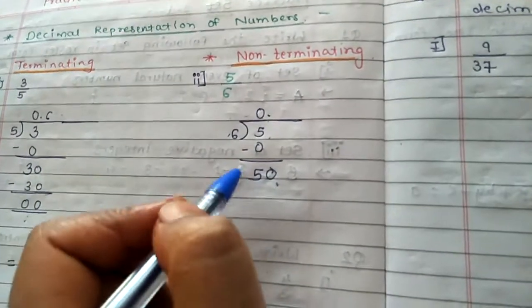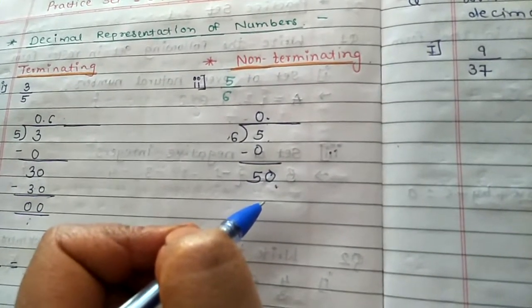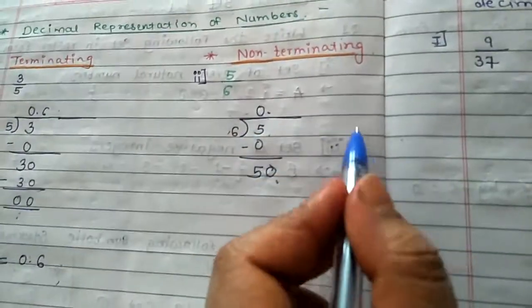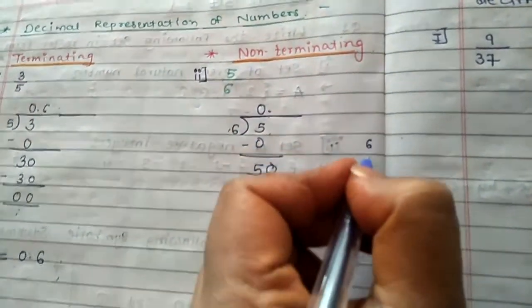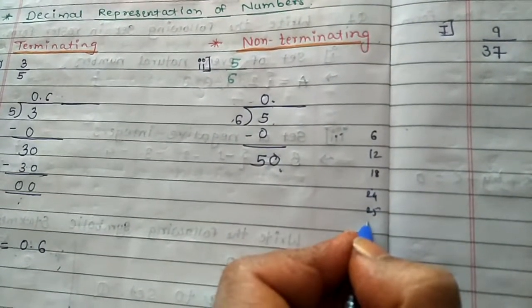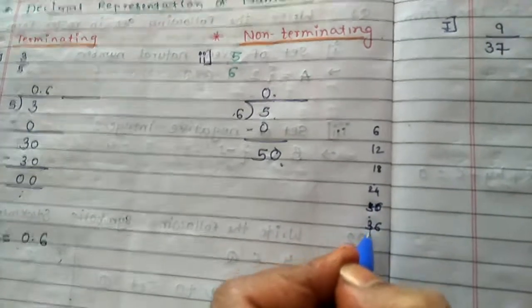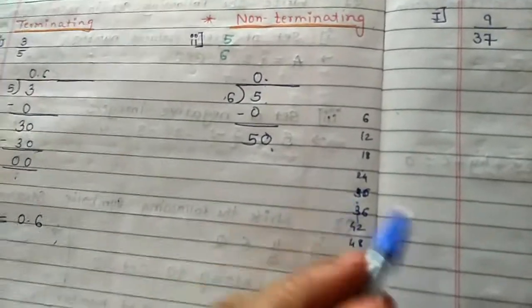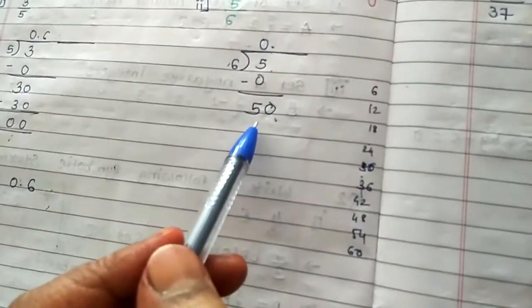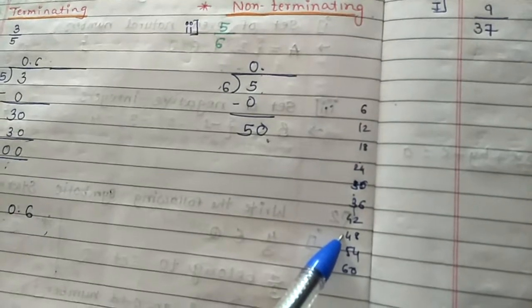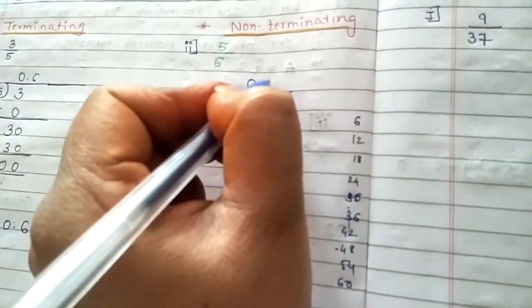In the 6 table we have to find a number which is near to 50. For your understanding, you can write down the 6 table here. I wrote the 6 table. Which number is near to 50, and less than 50? 48. 6 8s are 48. So here we are going to give the 8.